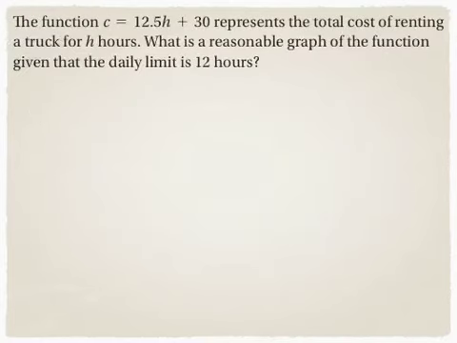This example says the function c equals 12.5h plus 30 represents the total cost of renting a truck for h hours. What is a reasonable graph of the function given that the daily limit is 12 hours? Right here, a reasonable graph, this is a real life situation, it says the daily limit is 12 hours. If the daily limit is 12 hours, that means you are not going to be able to rent this truck for more than 12 hours. So in my graph, I don't need to include numbers that are greater than 12.